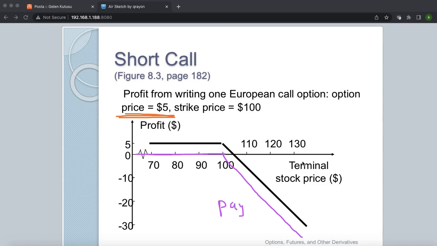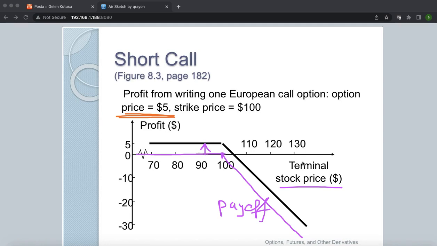This is the payoff here. And then we will now shift this curve up by the $5 premium that we are receiving. Okay, and if the final terminal stock price ends up below the $100, the other party will not be able to exercise this option because there is no gain, and then we will basically remain with this $5 as our profit as we charge for this contract.